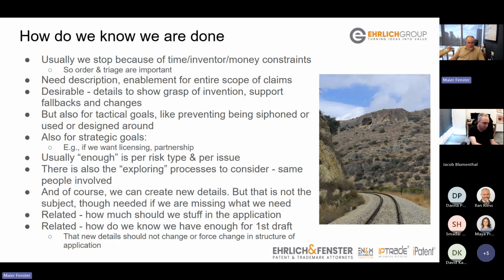And two related issues that I'm not really going to talk about. One is how much should be stuffed into the application, and I already alluded to before, not everything. And a related question, how do we know that we have enough details to write a first draft? And my answer here is that if you can predict that new details, when provided, will not change or force a change in the structure of your patent application or in your understanding, then you have enough details for the first draft.